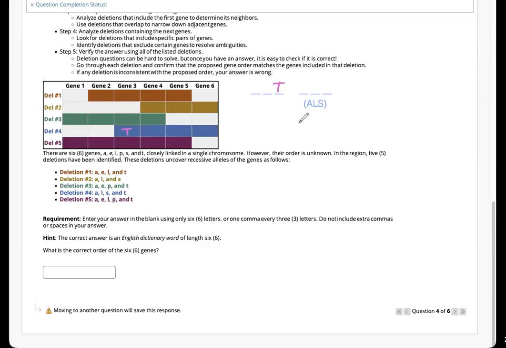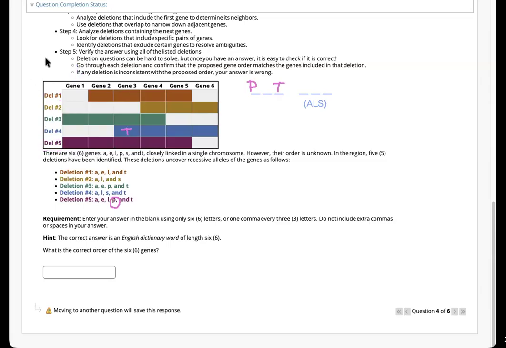Another way to figure out, let's say we want to figure out the first one. We can compare deletion 1 and deletion 5, because deletion 1 has the gene next to it, deletion 5 has the same, but then everything else is the same, right? So the difference between those two deletions is going to be that blank right there. Deletion 1 is AELT. Deletion 5 is AELPT. So the difference is P. That tells us the first letter is P. I don't know if that was too fast for some, but that's kind of a strategy.